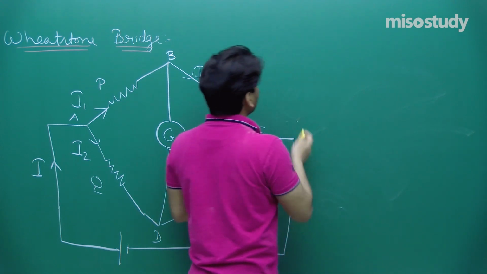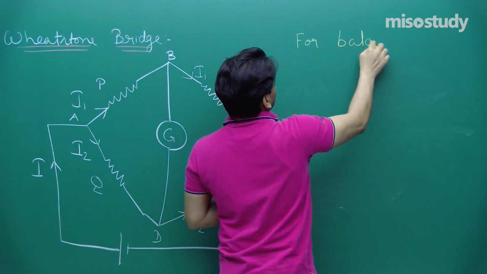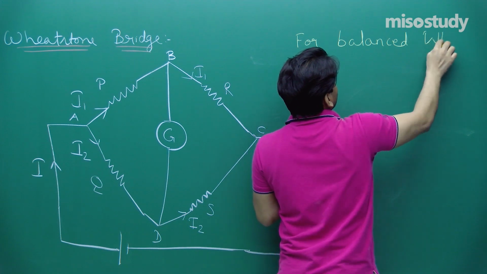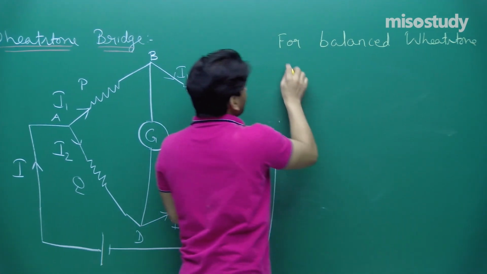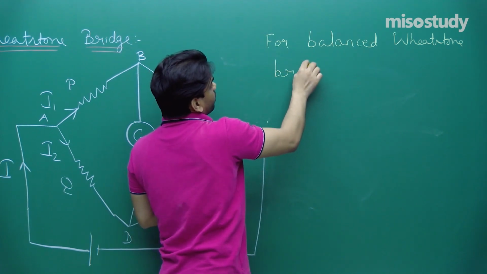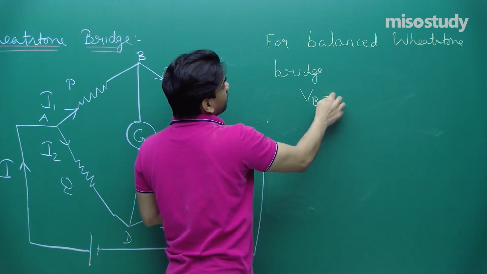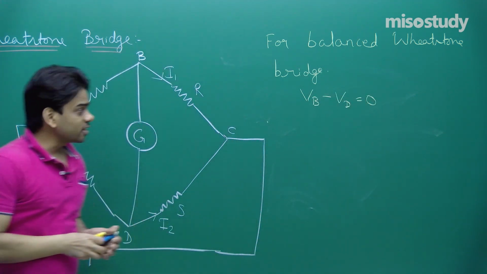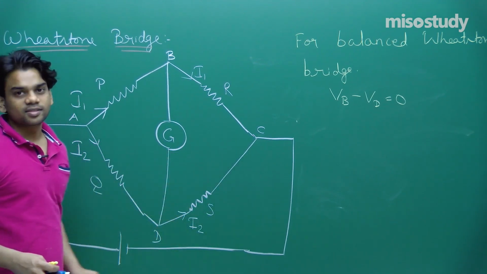So if I express this, we can say for balanced Wheatstone bridge VB equals VD. Already we have written VB equals VD. So we can write VB minus VD is equal to 0, one equation. Next thing is the same current I1 is flowing across this and I2 is flowing across this circuit.